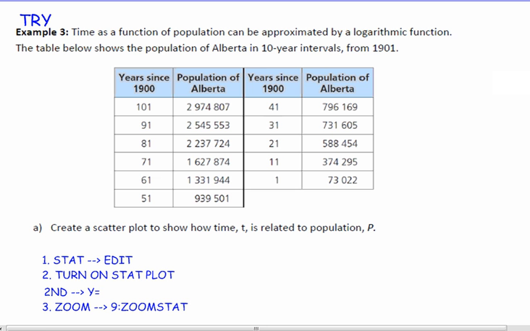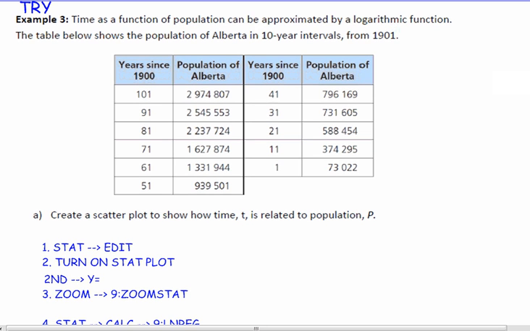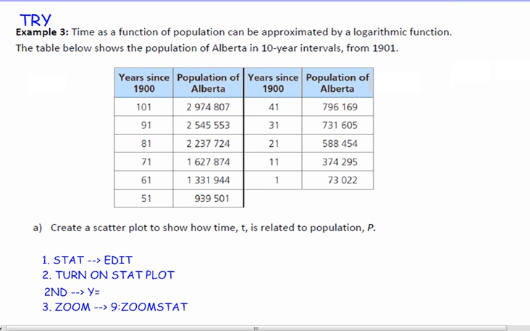Okay, so let's try one more. Can you find the regression equation for this one? Okay, so look at this, guys. Look at this. Time as a function of population. Who comes first in the description? Time. And we always say who's a function of who. Which variable is a function of which variable? Y is always a function of X. Always. So time is Y, a function of population X.